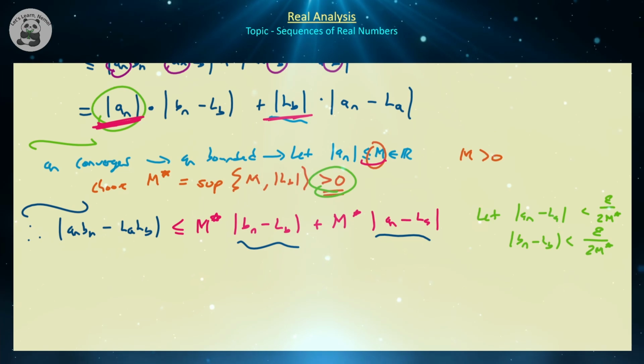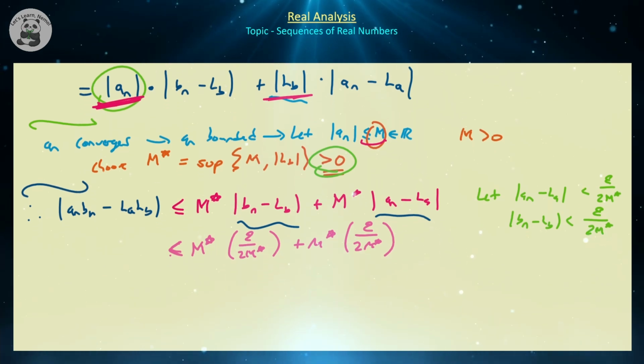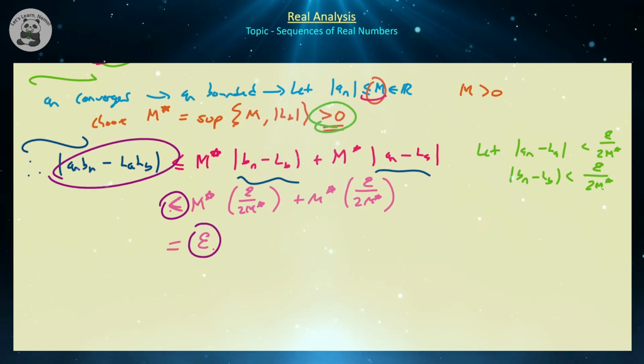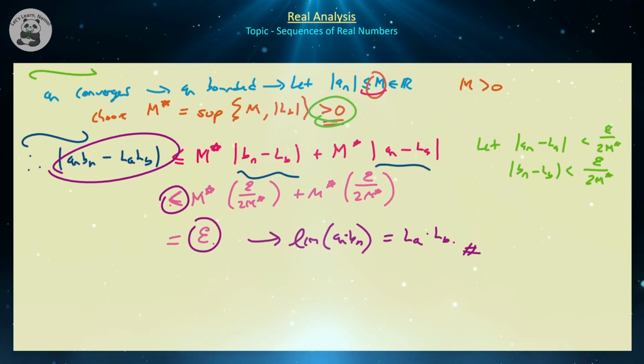So if that is the case, then if we continue with this inequality, we have that this is strictly less than M star times epsilon all over 2M star, plus M star times epsilon all over 2M star. Those M stars cancel. We have epsilon over 2 plus epsilon over 2, and we already know that that is precisely equal to epsilon. So we have that this is strictly less than epsilon. So that means that the limit of the product of these convergent sequences is indeed the product of the limits of those individual sequences, which is what we set out to show.